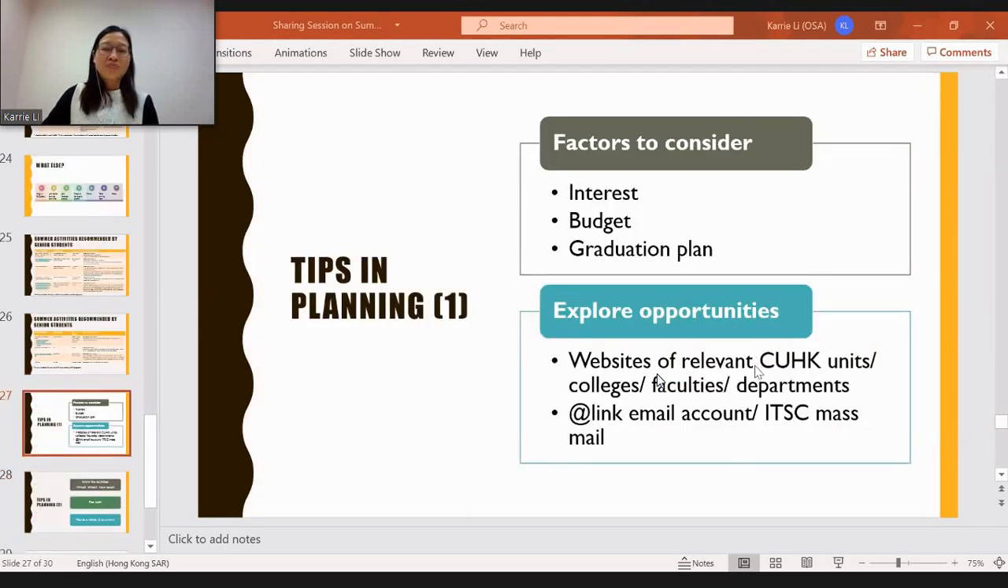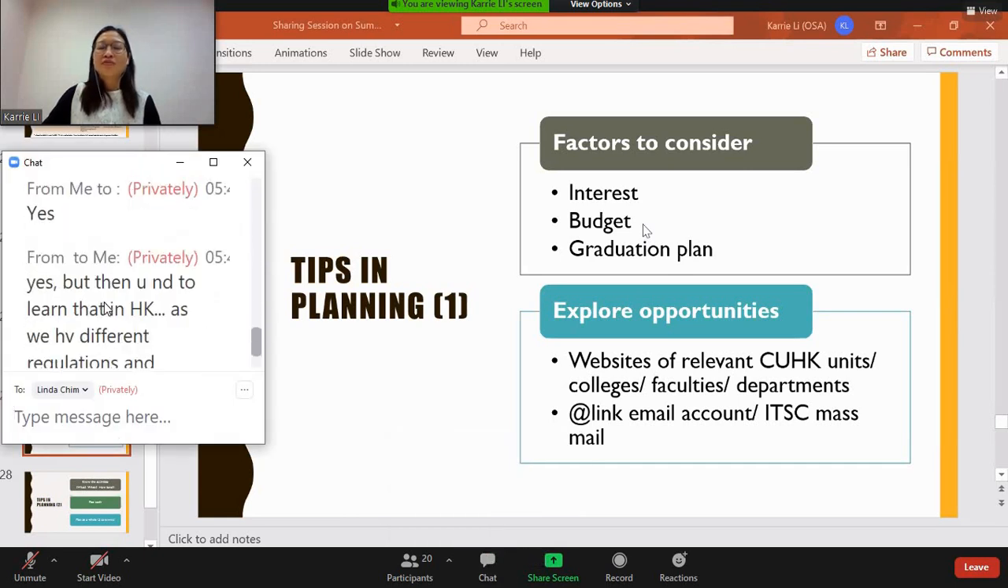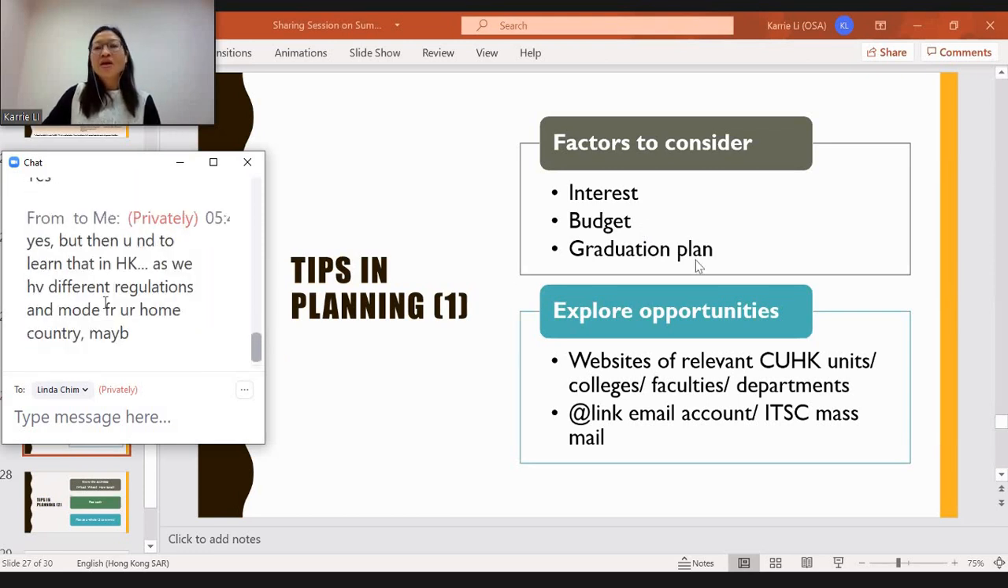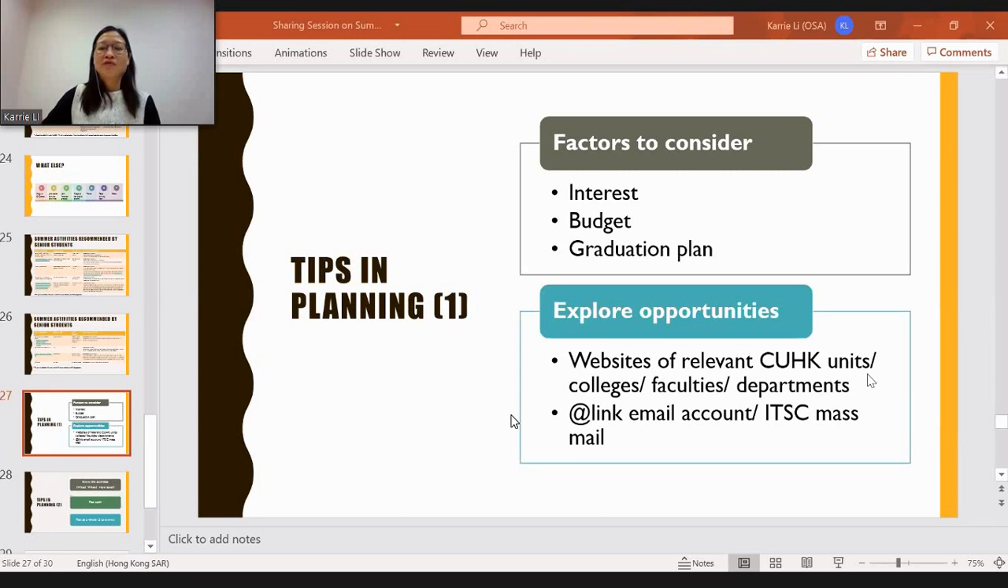So just to round up, when you plan your summer, okay, think about your interests, the budget. As I have mentioned before, some of the colleges will sponsor or provide some financial support to students for joining some overseas programs. And think about your graduation plan. If you are going to work or if you are going to study further, that may affect how you plan your summers, okay? And explore the opportunities like joining this kind of sharing session and pay attention to the updates of different websites. We have included a lot of links here, so probably you can keep checking all these offices to see if they have new programs for you to join.